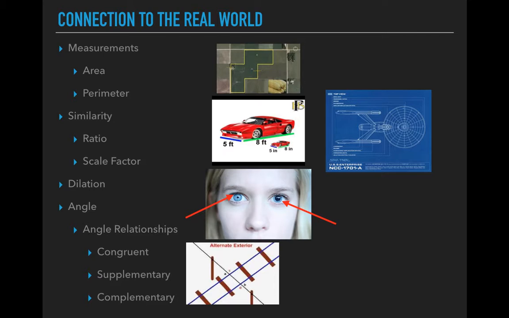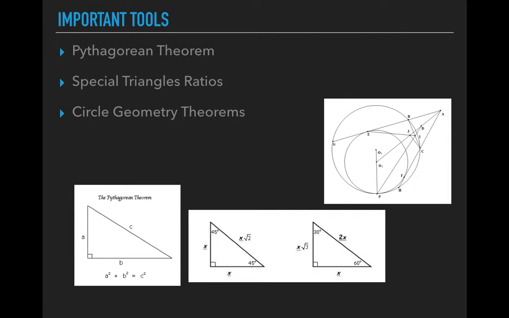A dilation happens naturally. When stepping out of the darkness into the light, the pupils of our eyes change size without changing proportion. And then angle relationships, we see this at street corners and railroads and basketball courts, and just how lines intersect and the angles they create. Some important tools we'll be looking at are the Pythagorean theorem, special triangle ratios, and circle geometry theorems.